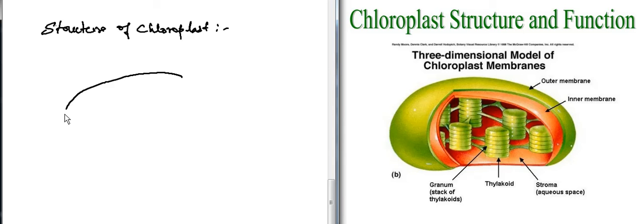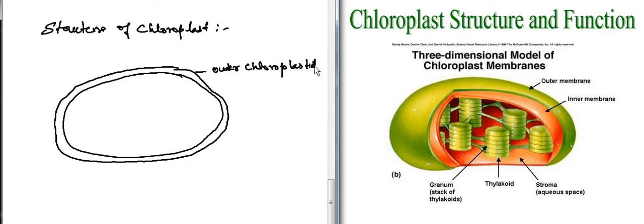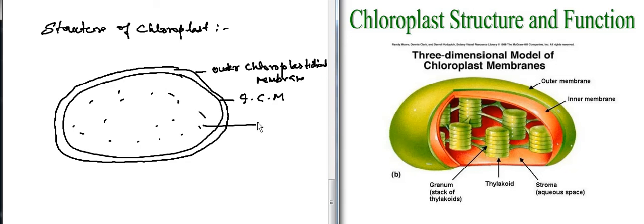This is a double membranous cell organelle. Two membranes are there. This is the outer chloroplastidial membrane, and like that this will be the inner chloroplastidial membrane. Now there is a liquid present in this system, that is called the stroma, that is the matrix.